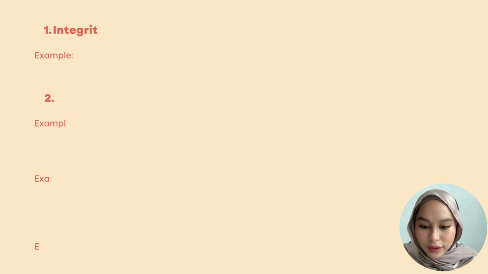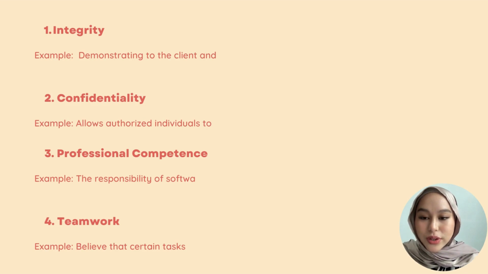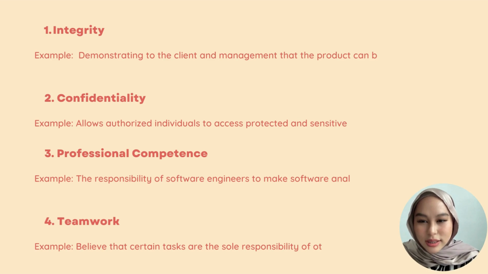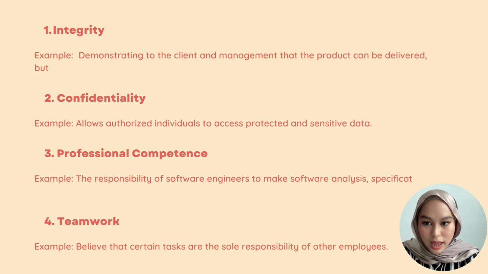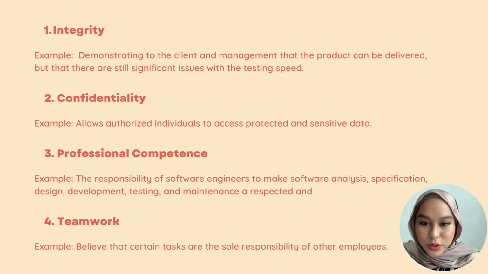These are the four ethics implementation examples, starting off with integrity, which demonstrates to the client and management that the product can be delivered, but there are still significant issues with the testing speed. So the software engineer or developer should be honest about how there are still issues with the product itself.